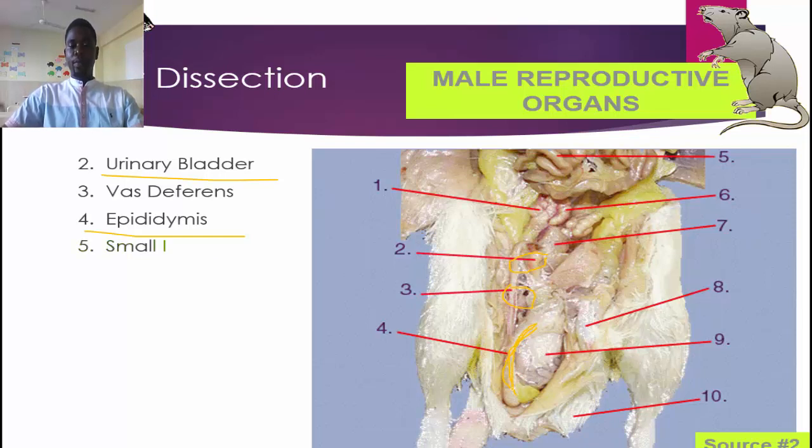And the small intestine, of course, is not part of the reproductive system. We have the seminal vesicles, which are here, for semen. We have the penis, which is number 8 here. You can also see it sometimes on the outside, the penis, the copulatory structure. Also, you have the testes, these two things here, which are responsible for spermatogenesis.